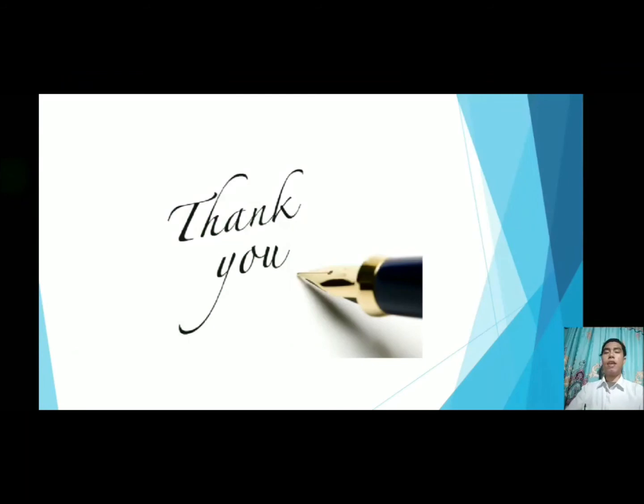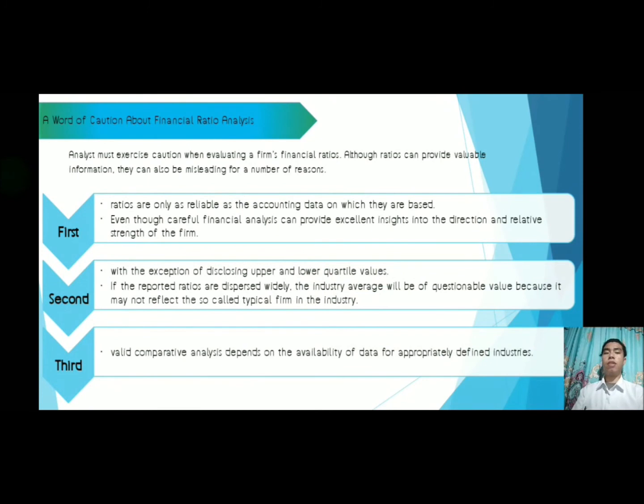Thank you, Mr. Giovanni. And now let's move on to a word of caution about financial ratio analysis. Throughout the analysis of a manufacturing company, we emphasize that the analyst must exercise caution when evaluating a firm's financial ratios. Although ratios can provide valuable information, they can also be misleading for a number of reasons. First, ratios are only as reliable as the accounting data on which they are based. Most U.S. companies' financial statements are prepared under GAAP, the Generally Accepted Accounting Principles. Even though careful financial analysis provides excellent insights into the direction and relative strength of the firm, the financial analyst must keep in mind that GAAP gives firms considerable latitude in reporting their financial positions.